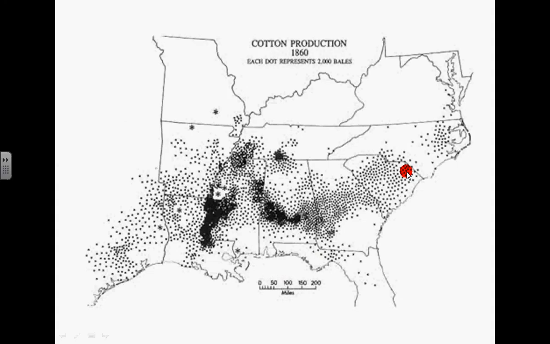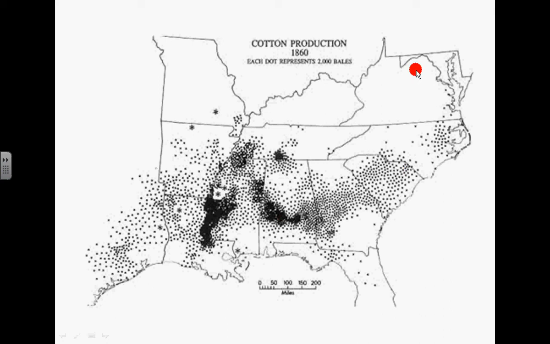This map shows cotton production in 1860, right before the start of the Civil War. You can see the heavy cotton production here in Louisiana, right along the Mississippi River, and then also into Alabama and Mississippi here as well.